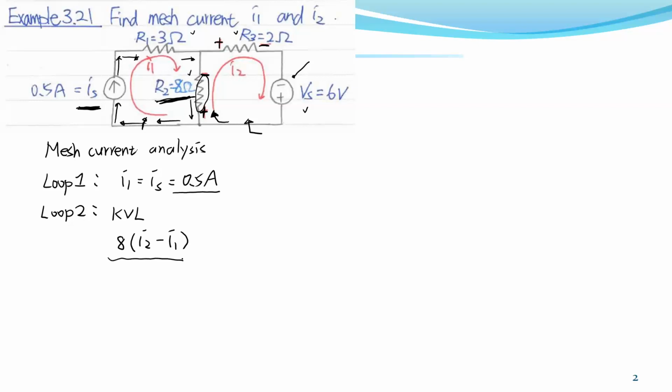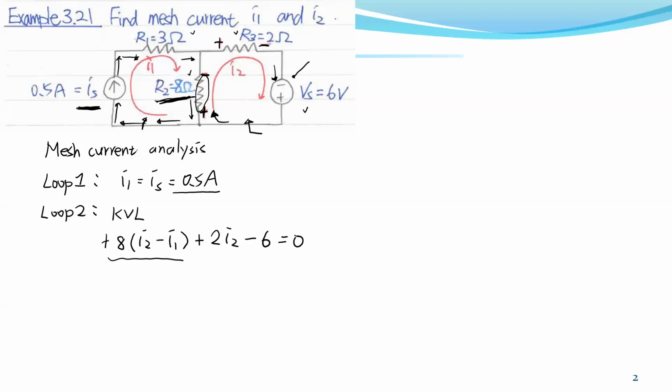So the voltage across R2 is 8 times I2 minus I1 and plus, okay, by the way, this is plus, because it meets the plus terminal first, and then plus 2 times I2. This is the voltage across R3, and then it meets minus terminal of the voltage source first. So it's minus 6 equals 0.